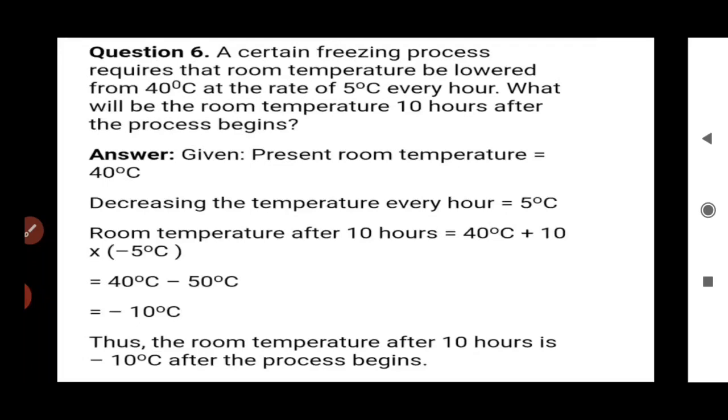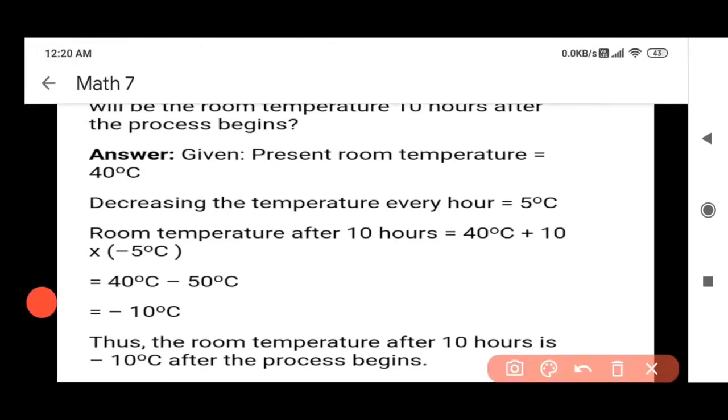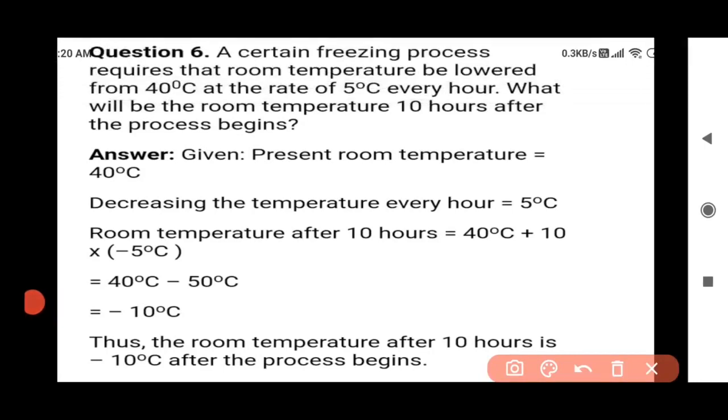Question number 6. It's very easy to solve. A certain freezing process requires the room temperature be lowered from 40 degrees Celsius at the rate of 5 degrees Celsius every hour. What will be the room temperature 10 hours after the process begins? Answer. Given: present room temperature is 40 degrees Celsius. Decreasing the temperature every hour by 5 degrees Celsius, that means -5 degrees Celsius. Room temperature after 10 hours: 40 plus 10 into -5. 10 into -5 is -50. 40 minus 50 is -10 degrees. Thus the room temperature after 10 hours is -10 degrees Celsius after the process begins.